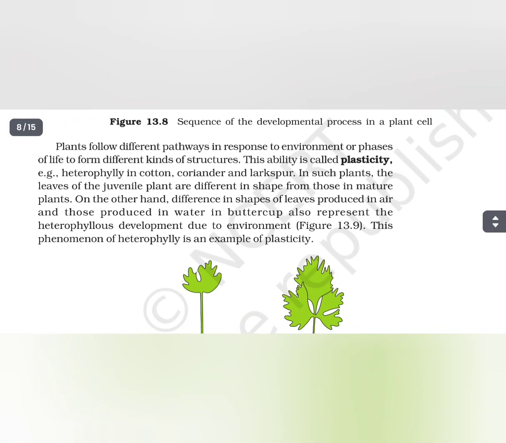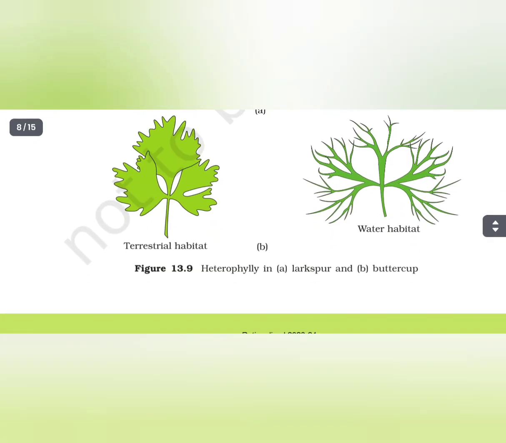Plants follow different pathways in response to environment or phases of life to form different kinds of structures. This ability is called plasticity. Example, heterophylly in cotton, coriander and larkspur. In such plants, the leaves of the juvenile plants are different in shape from those in mature plants. On the other hand, difference in shapes of leaves produced in air and those produced in water in buttercup also represent the heterophyllous development due to environment. This phenomenon of heterophylly is an example of plasticity.